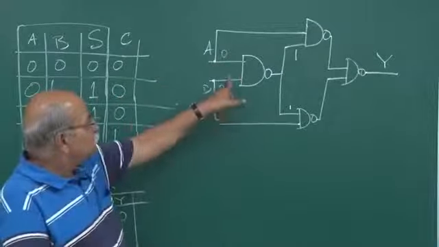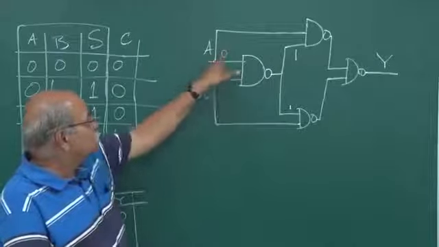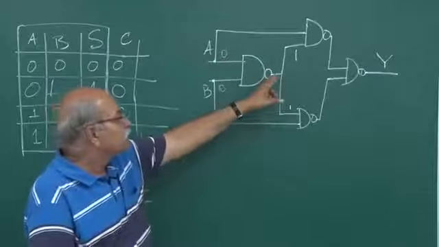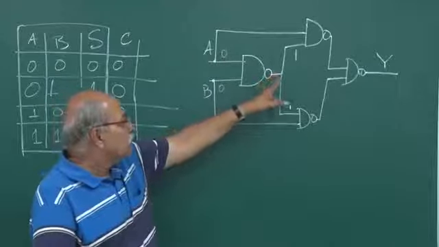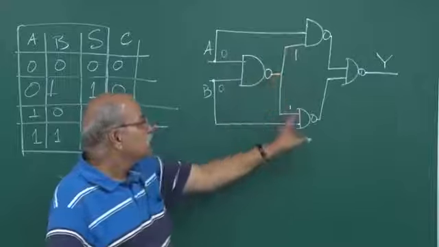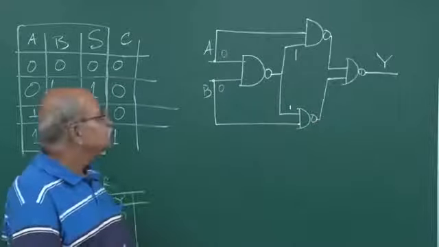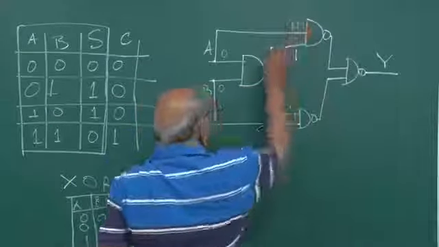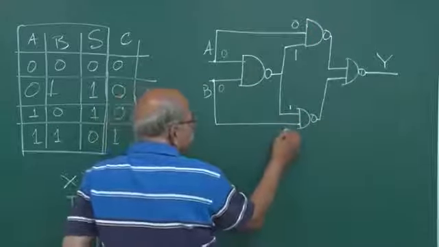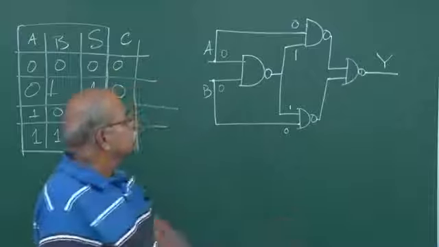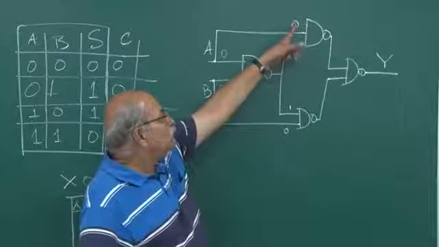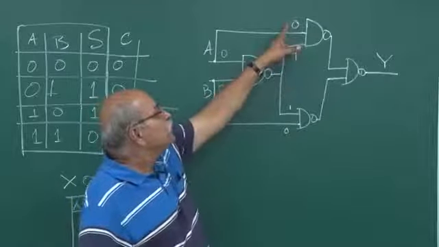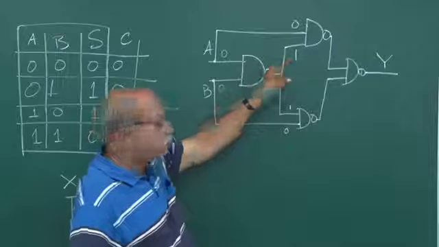Right? NAND of 0 and 0 will be 1. So this will be the output 1, and that 1 is going here, that 1 is going here. This is 0, so the other input here is 0, and this is 0, so this other input here is 0. Now 0 and 1, AND of 0 and 1 is 0.